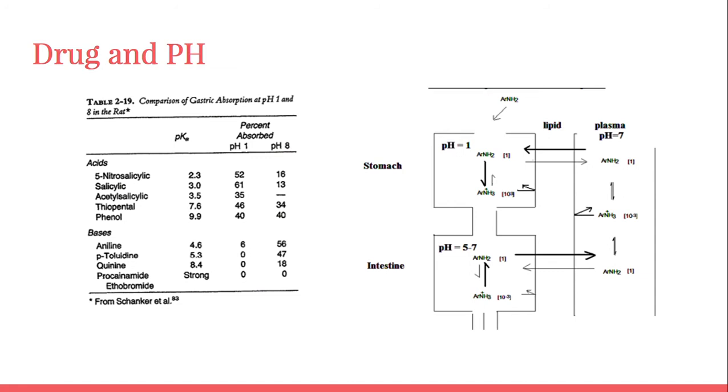Now, for drug and pH, each of the functional groups present in the chemical structure of the drug has its own pKa, a number which, when it is equal to the pH, results in 50% of the drug being ionized and 50% being non-ionized.